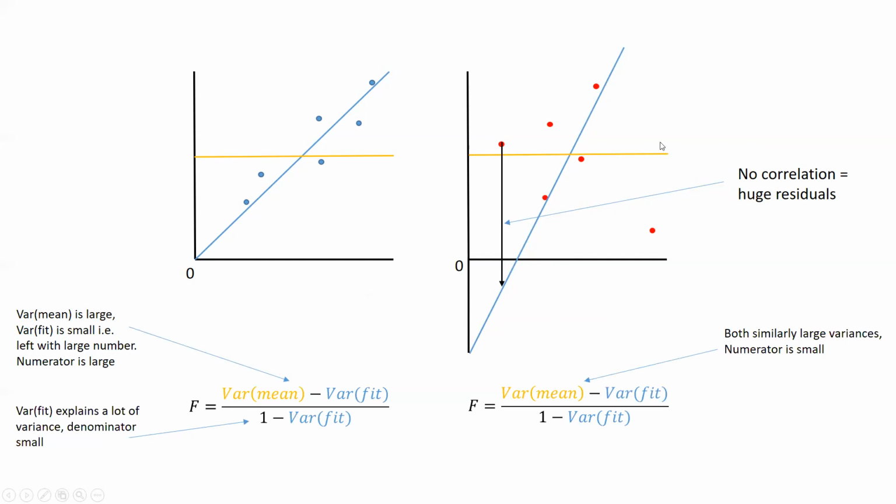And the flip side, with our uncorrelated data, is that we know that in correlated data, var mean is large. But in this case, var fit is also large because it's not a very good fit on our data. It's not very correlated. So we end up with a small number on top because these two values converge towards being equal. And then because we have a lot of unexplained variance left over, we have a large number on the bottom. So F will be small for uncorrelated data and F will be large for correlated data.